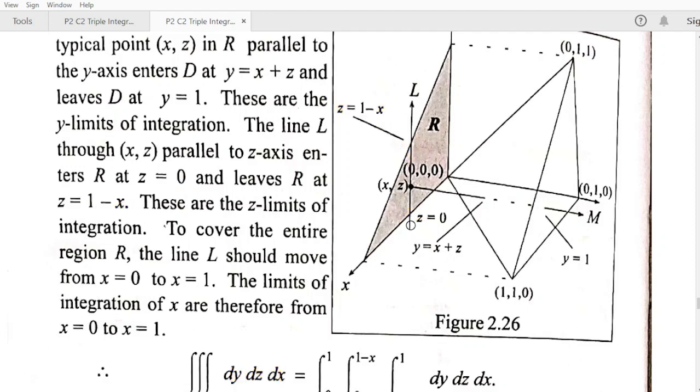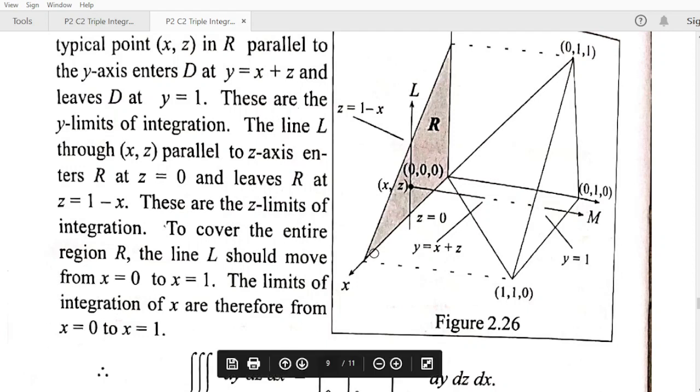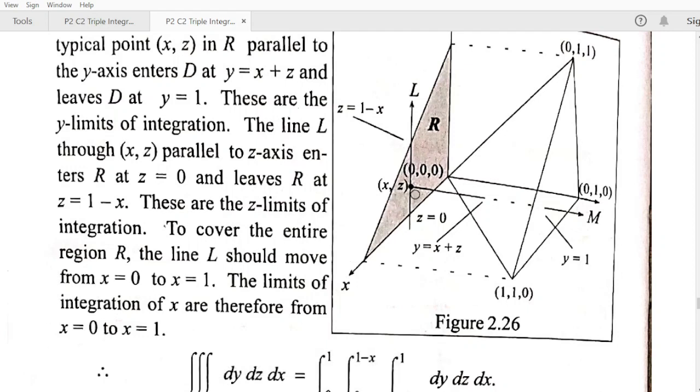Now we have to find the limit of x here. So we see that this line covers this region R if we shift it from this point to this point. So the value of x at these 2 points will determine the limit of x. So the value of x at this point is 0, this is our origin, and the value of x at this point is 1. So we get the limit of x is from 0 to 1.